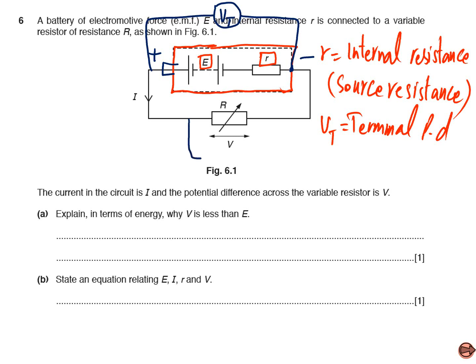We can also find terminal potential difference by attaching a voltmeter across this load resistor, in this case also the external resistor. Load resistance actually is external resistance. In this case we just have one resistor, so we can call this the load resistor. What we read from this voltmeter is also equal to VT.